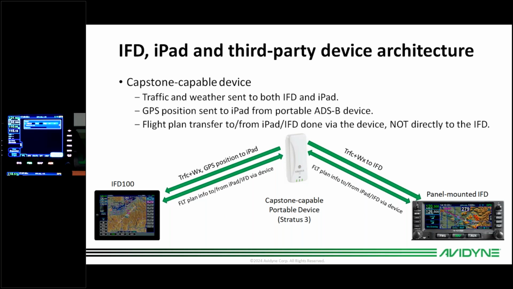The IFD is a client or a passive listener to the Wi-Fi protocol of the device. So you can transmit traffic and weather to the IFD, and you can also transmit traffic, weather, and GPS position data to your iPad. And the flight plan transfer portion of this, if you're using IFD 100 or 4Flight, is not directly to the IFD. It's done by way of that device. So in this case, the Stratus, like we have pictured here. It does not go directly to the IFD, it's done through the device.